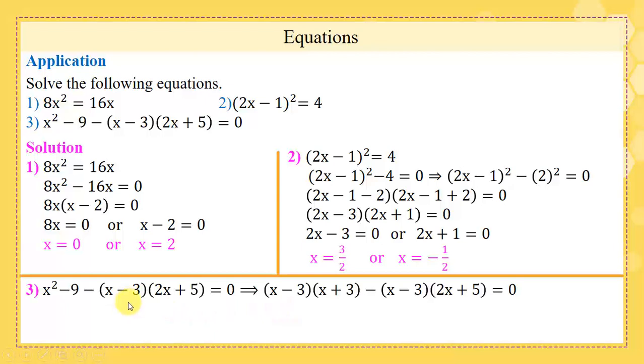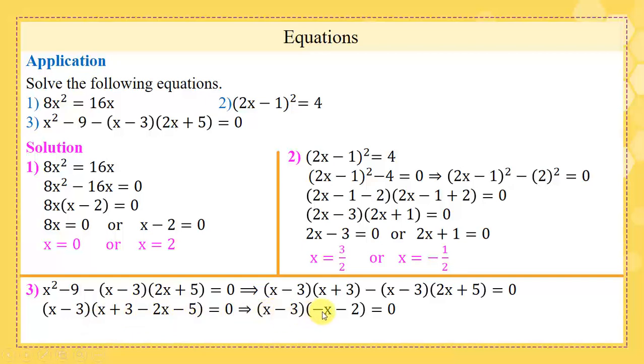In the last part we have x² − 9 − (x − 3)(2x + 5) = 0. In the case of x² − 9 we have x² − 3², so we can apply the third remarkable identity to get (x − 3)(x + 3). Now we have a common factor which is x − 3. So we get (x − 3)[(x + 3) − (2x + 5)] = 0.